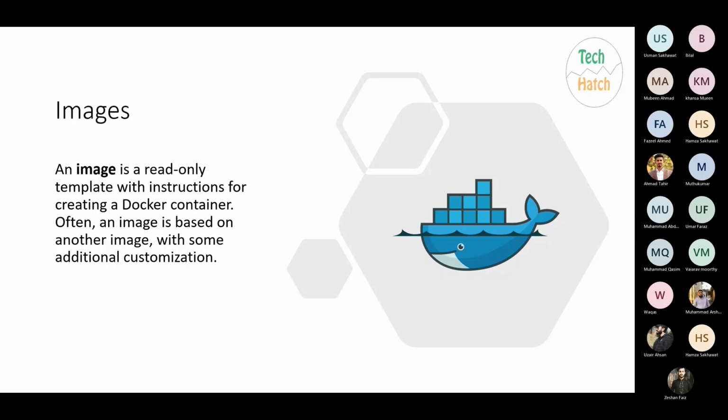Often an image is based on another image with some additional customization. When we'll be creating our own image, I'll be showing you two or three different ways. For example, we'll be creating our own custom images, and we'll be using some base images. We'll be downloading those base images from Docker Hub, and then we're going to use them. And there will be a few instructions we'll be using to create our own custom image.